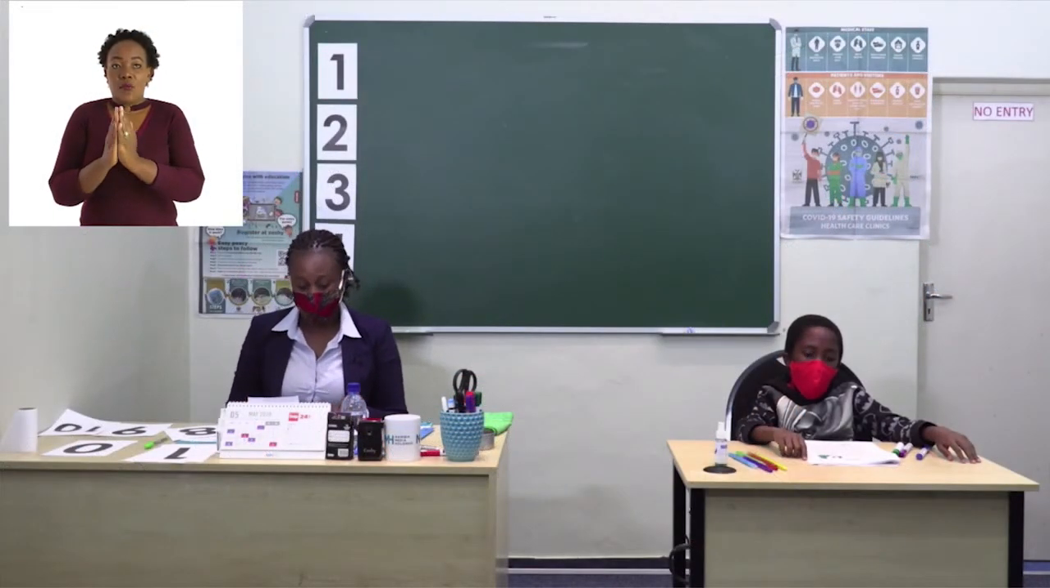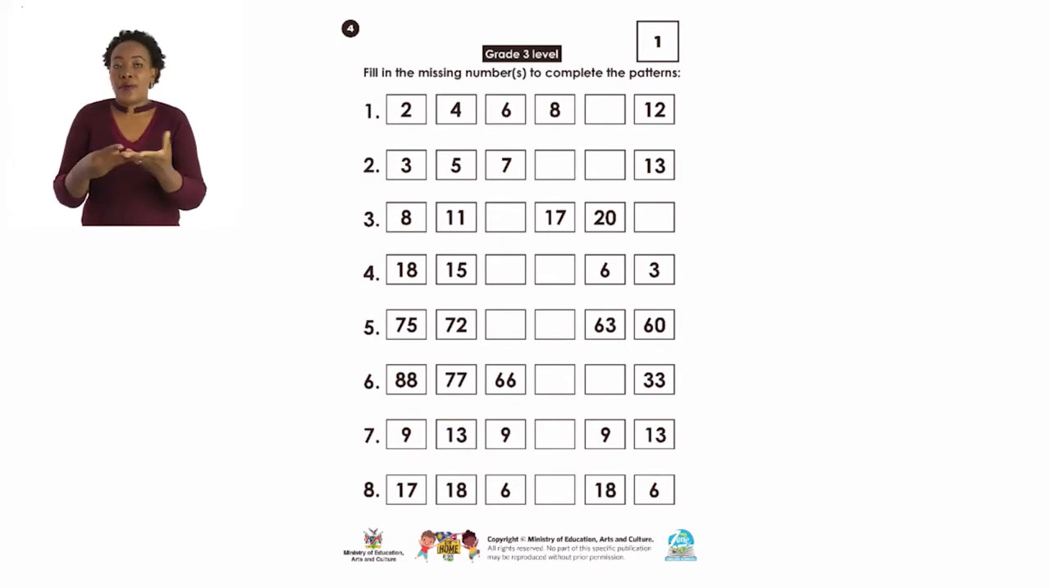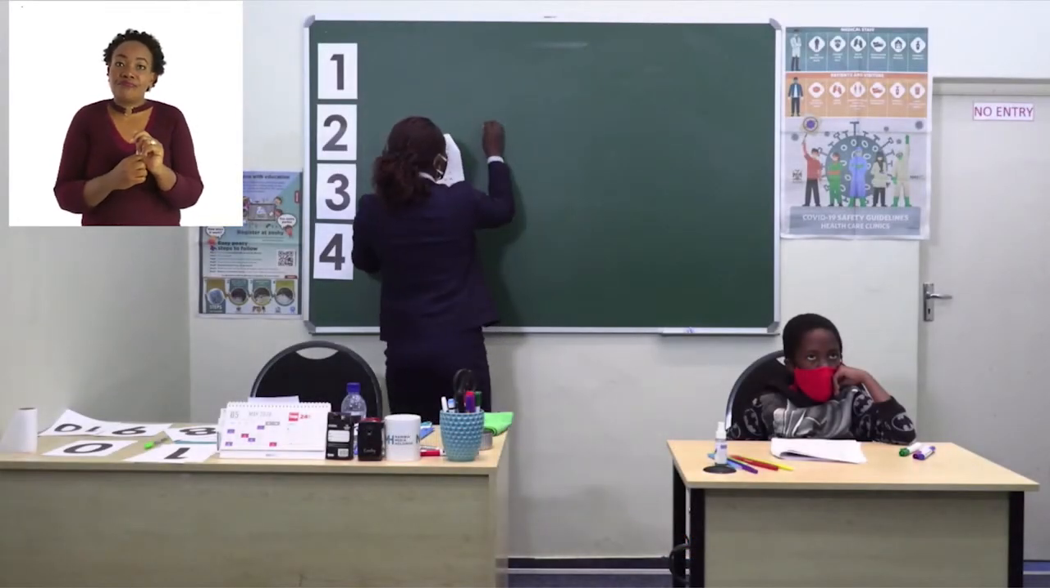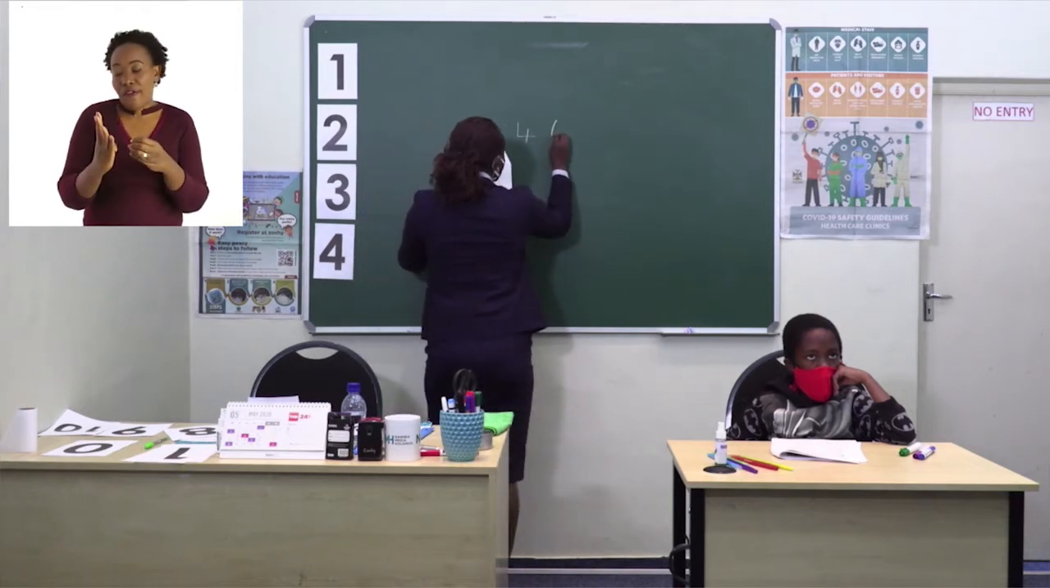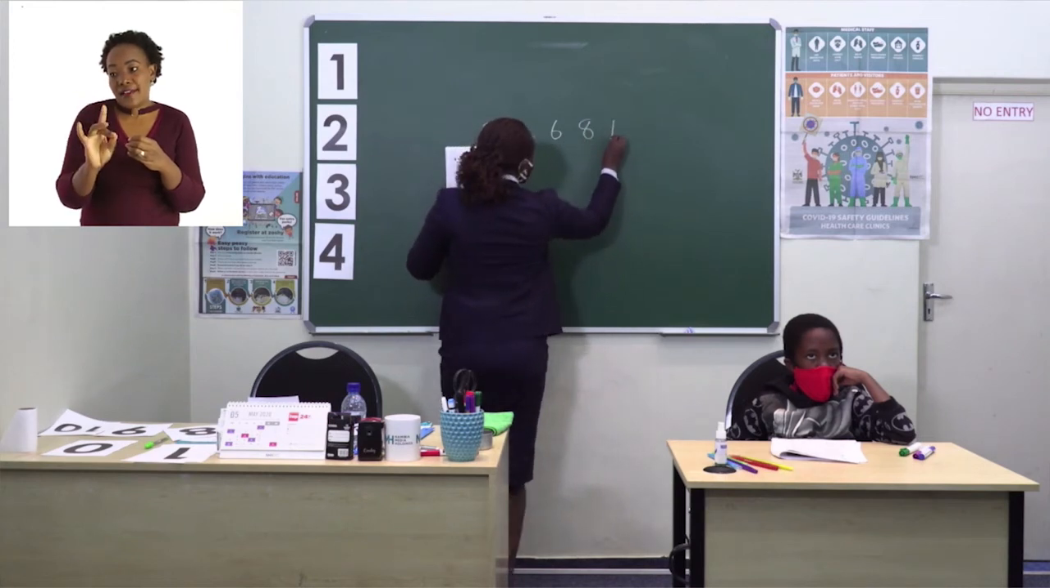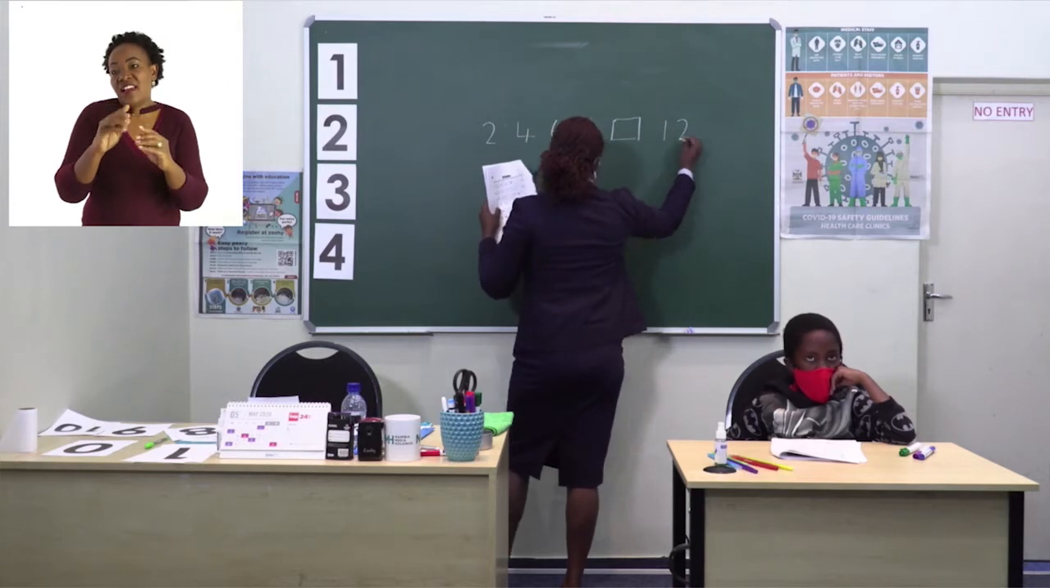Let's now turn to page 4, where we are going to fill in numbers to complete the patterns. This work is for grade 3s. And in filling in numbers, there are some rules we need to follow. At number 1, we have 2, 4, 6, 8, then there is a box, and 12. How do we know the numbers that they are adding from the first number to the next number? I'm going to show it on the board. We said there is a 2, there is a 4, we have 6, 8, we have a box, and a 12.